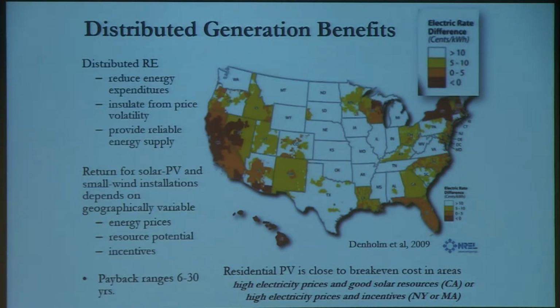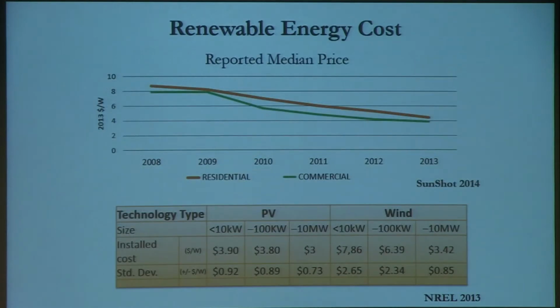What Denholm et al. show in a study that they have in 2009 with NREL is that residential PV is going to be close to break-even costs in areas where we have high electricity prices and good solar resources like California, or high electricity prices and very good incentives like New York or Massachusetts. In terms of installation costs, we do know that these vary a lot geographically, and they're going to be a lot more expensive in areas that are rural or remote and where you don't have as much of a demand for these systems.